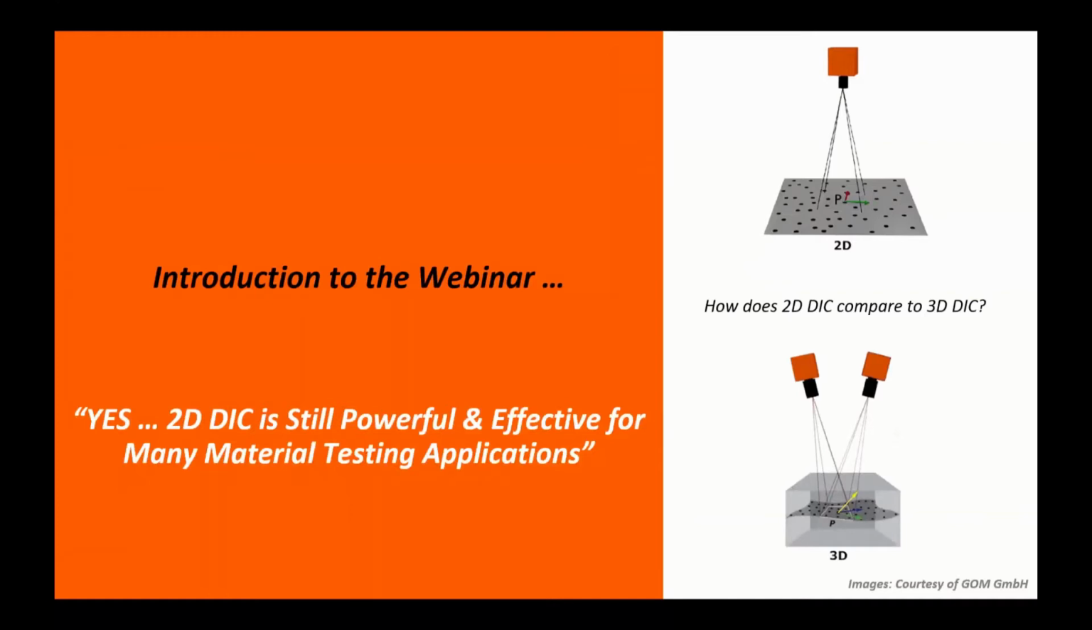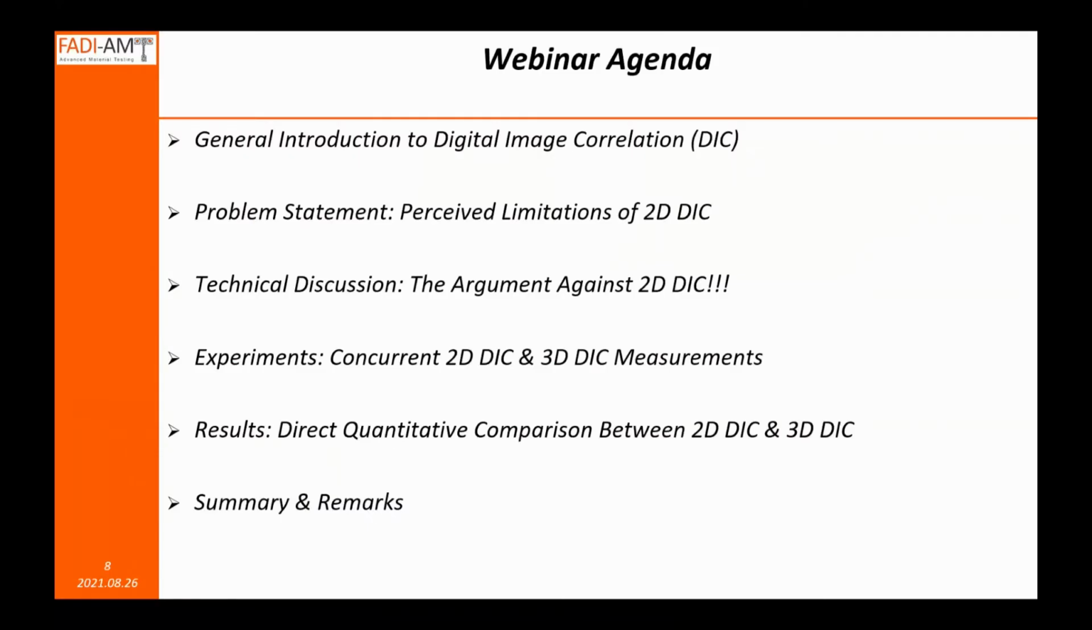And again, the title of our webinar today is, yes, 2D DIC is still powerful and effective for many material testing applications. To give you an overview of what we are going to cover today, we will start with a very general introduction about DIC in general. Then we will focus on the problem statement for today, which is the perceived limitations of 2D DIC and the issues that some people see with 2D DIC and the argument against it.